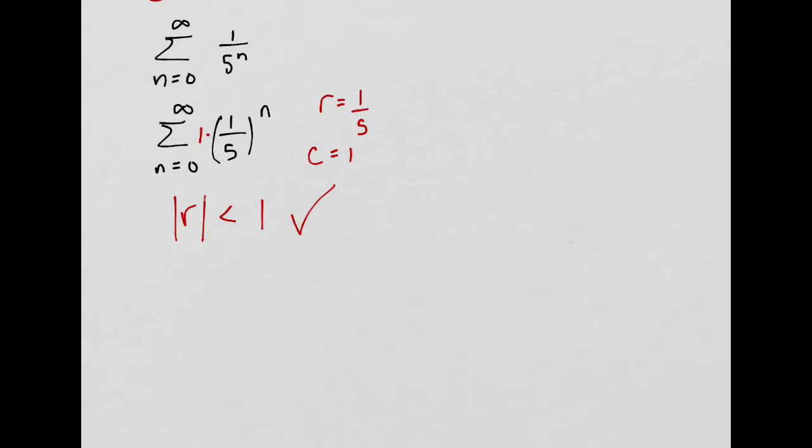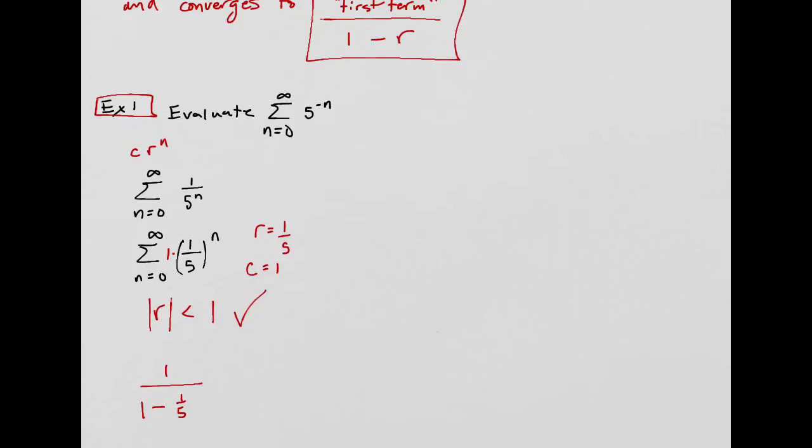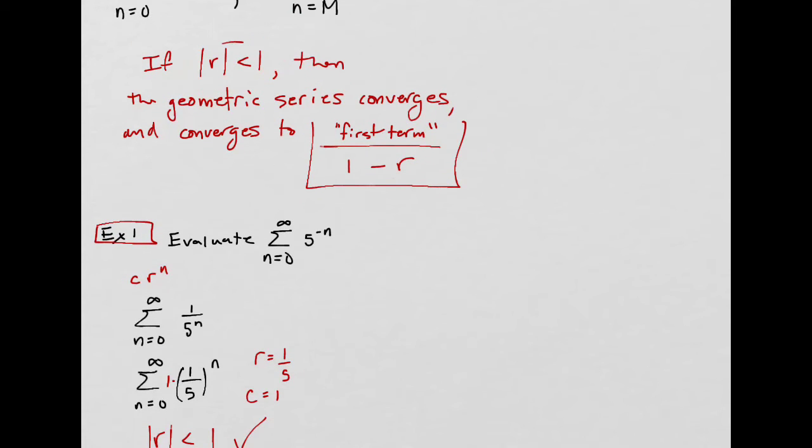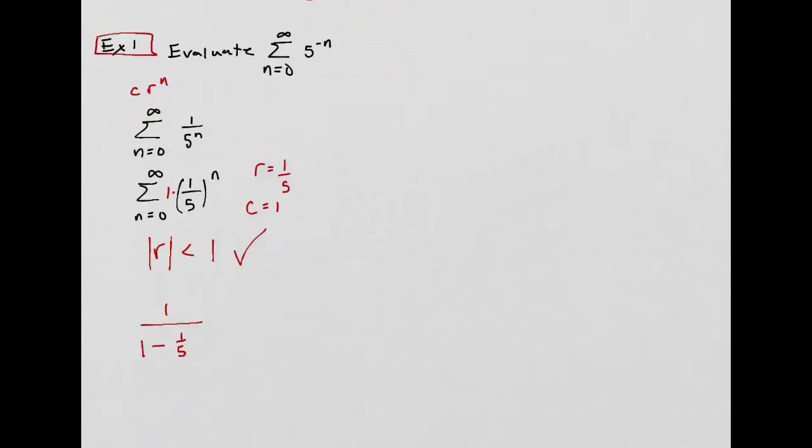So this definitely converges. So now we are allowed to use the first term. What's the first term in this sequence? Well, the first term would be when I plug in 0. So 1/5 to the 0 power is 1, times 1 is 1. Divided by 1 minus r, which is 1/5. I'm just using that formula because this is true. If this was not true, then I know it diverges and I can't use this. So you've got to check this first.